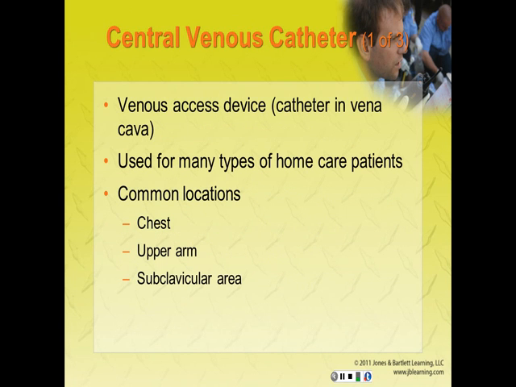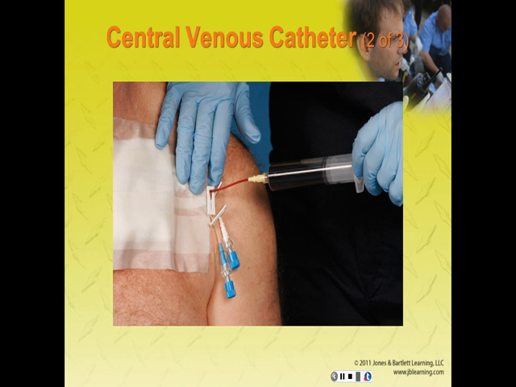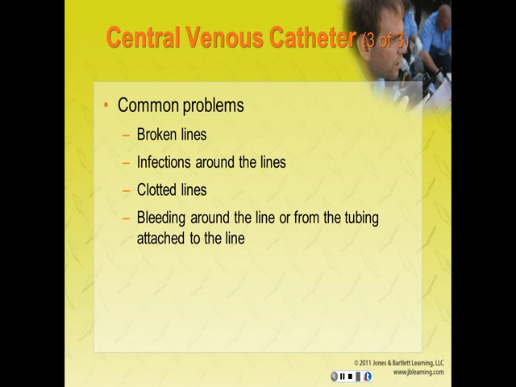Central venous catheters are venous access devices with the tip of the catheter in the vena cava. They're used for many types of home care patients receiving chemotherapy, long-term antibiotic or pain management, high concentration glucose solutions, or hemodialysis. Some common locations include the chest, the upper arm, and the subclavicular area. And here you see a picture of a central venous catheter.